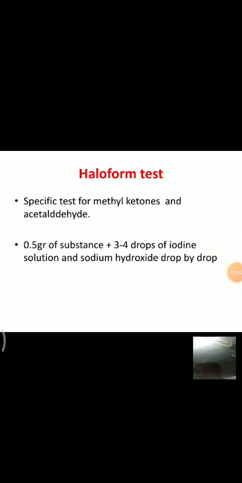That is known as iodoform. This indicates the presence of acetaldehyde and methyl ketone.